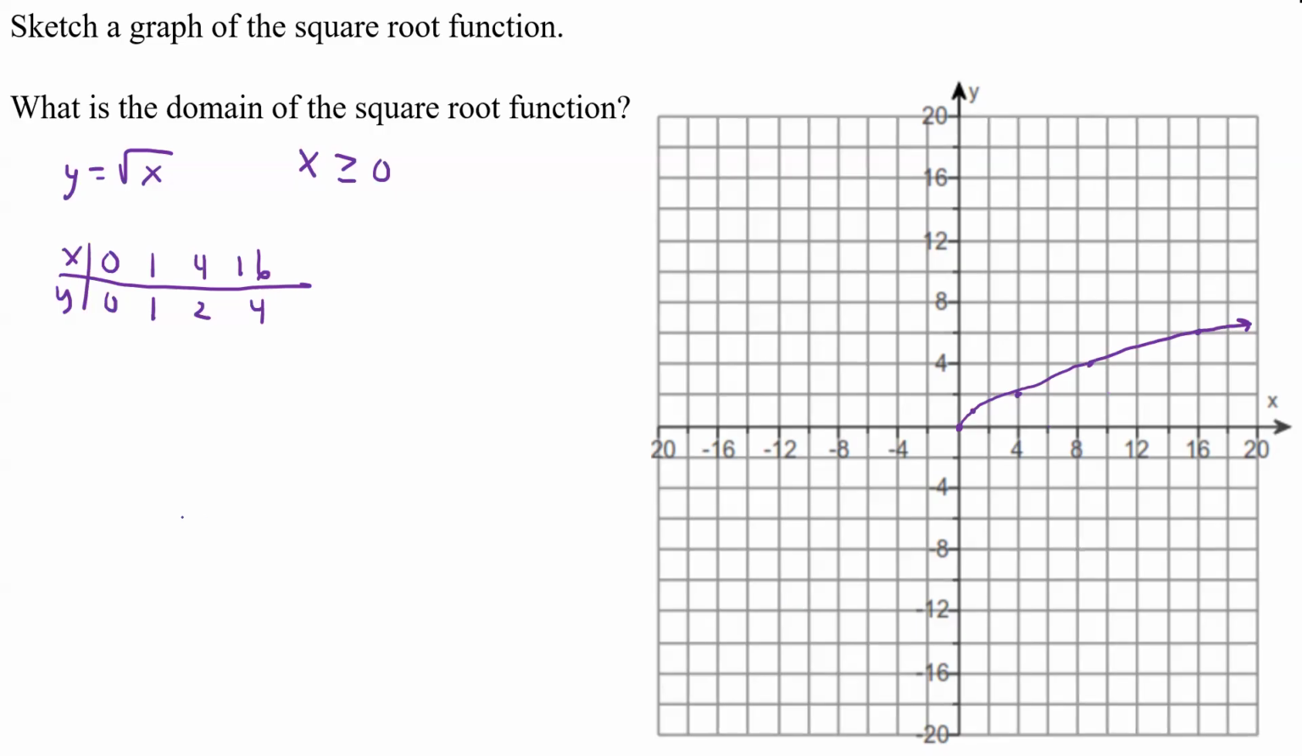Now, what is our domain? Well, remember, the domain is going to be the x values. It has to be from 0 to infinity because it just keeps going up and up and up. It's always going to keep going to the right, so it'll go to infinity, but it can't be less than 0. So it can be greater than or equal to 0. We could also say x is greater than or equal to 0. That would be a domain as well.